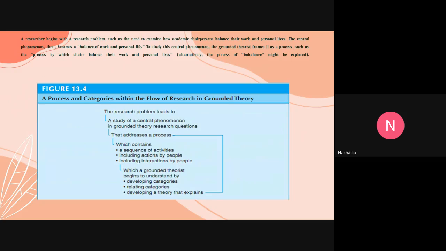A researcher begins with a research problem, such as the need to examine how academic chairpersons balance their work and personal lives. The central phenomenon then becomes a balance of work and personal life. To study this central phenomenon, the grounded theorist frames it as a process, such as the process by which chairs balance their work and personal lives. Alternatively, the process of imbalance might be explored. Here you can see a process and categories within the flow of research in grounded theory.